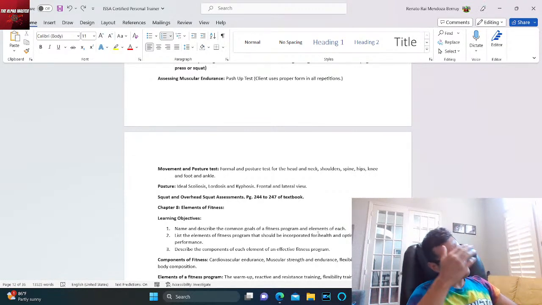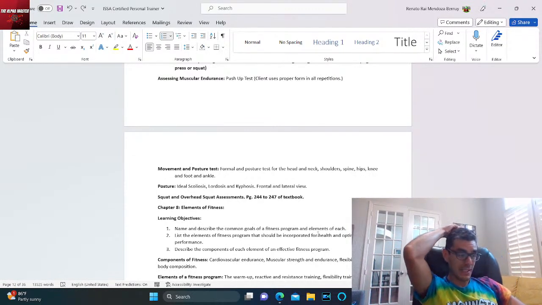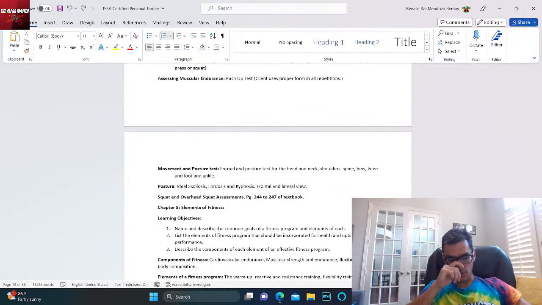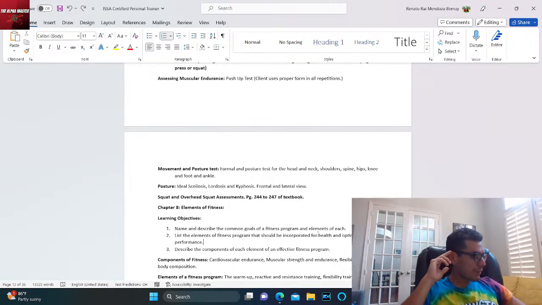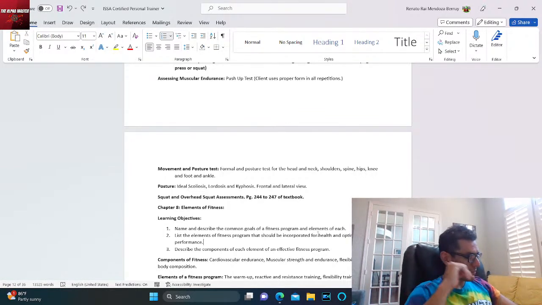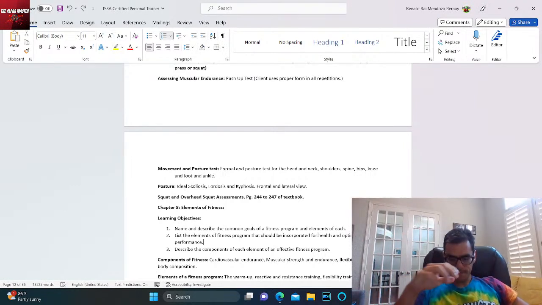You don't necessarily have to do all of them in one session, but the warm up and cool down, you always have to do. General versus specific warm up. General is an overall body warm up, and then specific to what you're going to do.